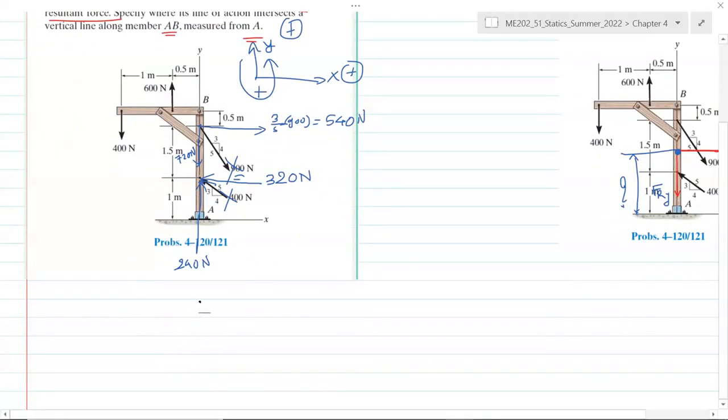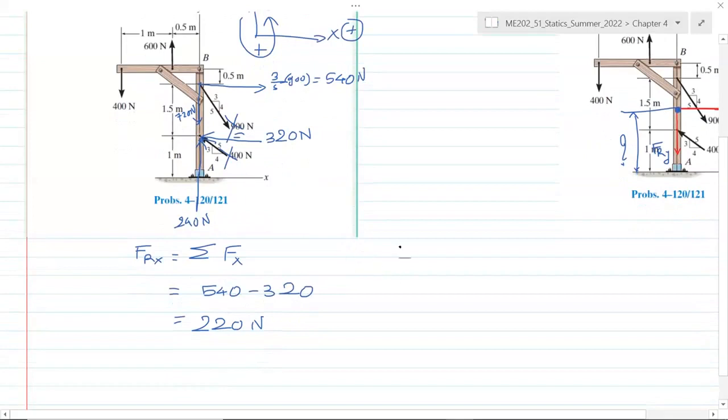So we apply this equation: sum of forces in the x direction is equal to the resultant force's x component. We consider only x forces here. The x forces are only two, 540 and 320. 540 is positive, 320 is negative as per our direction assumption. So this is 220 newtons.